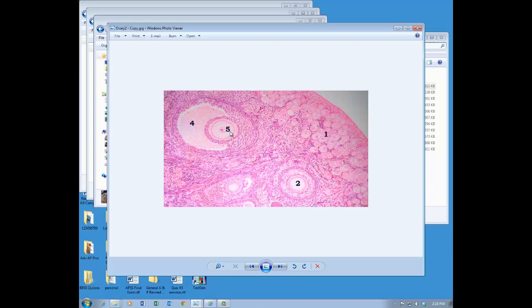And that is the histology of the ovary. And that concludes our discussion of the female reproductive anatomy.